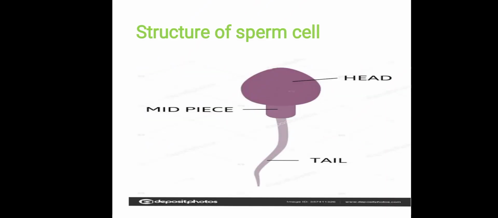Now this is the structure of a sperm cell: a head, the midpiece and the tail region. And children, I told you in the June class about mitochondria. Where is it present? The mitochondria is present in this region. This provides energy, and this helps in the movement of the sperm cell, to move into the woman's reproductive part.